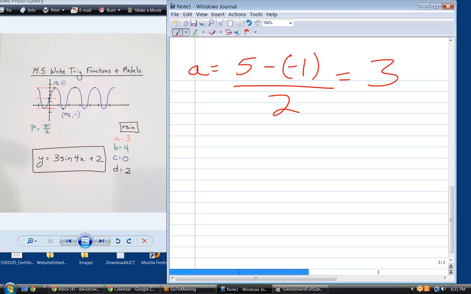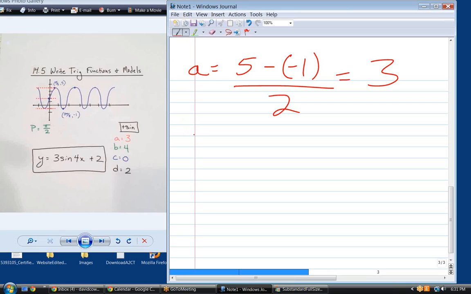And this is kind of important because if they give you a word problem, like a tides problem, they'll give you high tide and they'll give you low tide. Well, to figure out A, you take the high tide, you subtract the low tide, and you divide by 2. That gives you A.